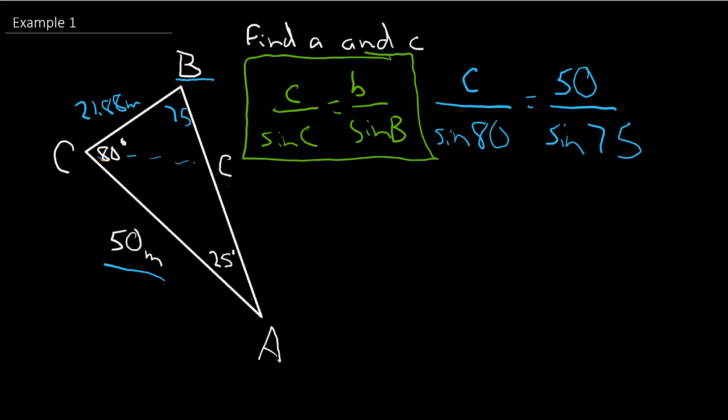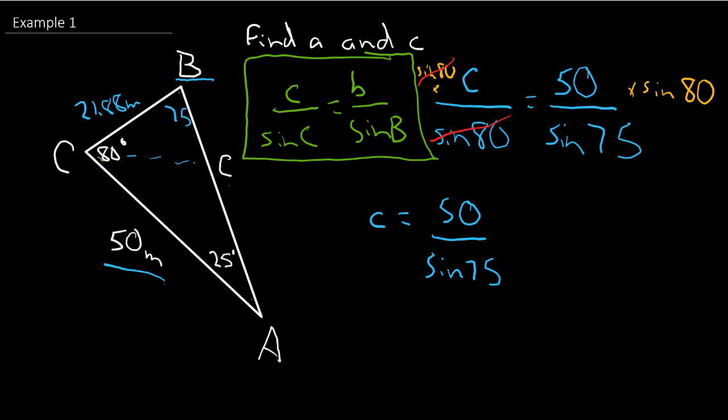Again, you could just punch this into the calculator. I'm going to multiply both sides by sine of 80, so times sine of 80, then times sine of 80. Didn't really leave myself that much room. What ends up happening is, if I multiply it, it cancels out the sine 80. And then my next line is nice and neat. I know exactly what C is going to be, because it's going to be 50 over sine of 75 times sine 80.